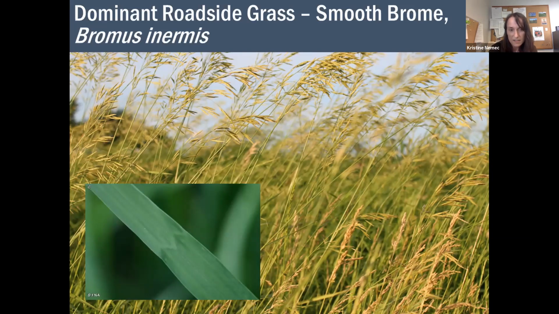you'll see this little indentation. Now, if you're from Minnesota, you might say, well, that looks like an M. If you're from Wisconsin, you might say, oh, it looks like a W. So either way, whatever letter you want to choose, this is what you can look for if you want to tell something is smooth brome. That's a unique feature of this leaf.